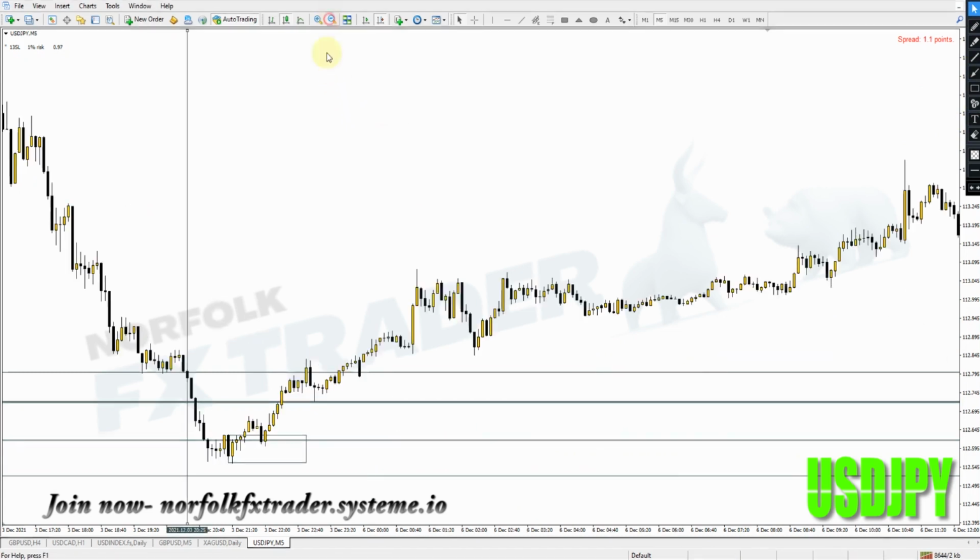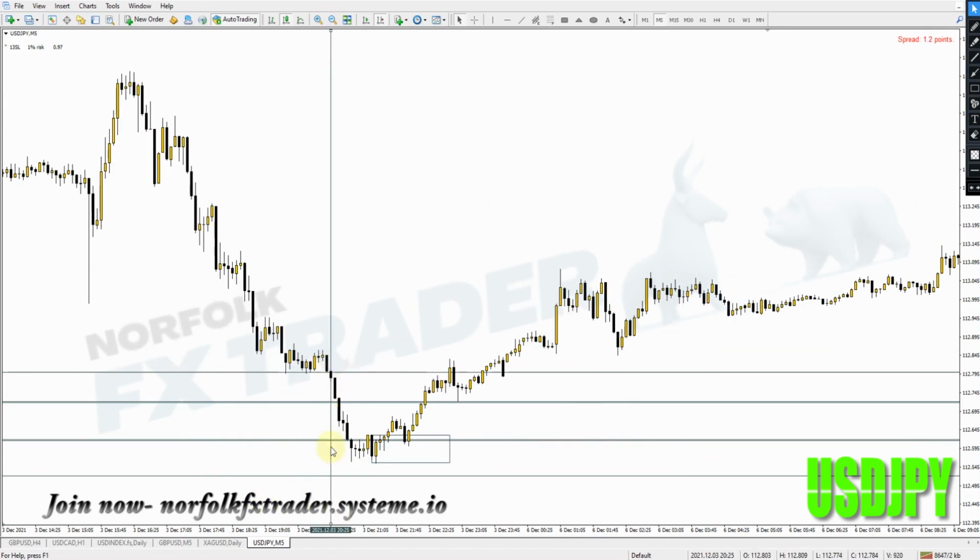So you've understood that price has gone lower inside that higher time frame area of demand. We then had the confirmation entry or the change of character, and we've then had this entry.